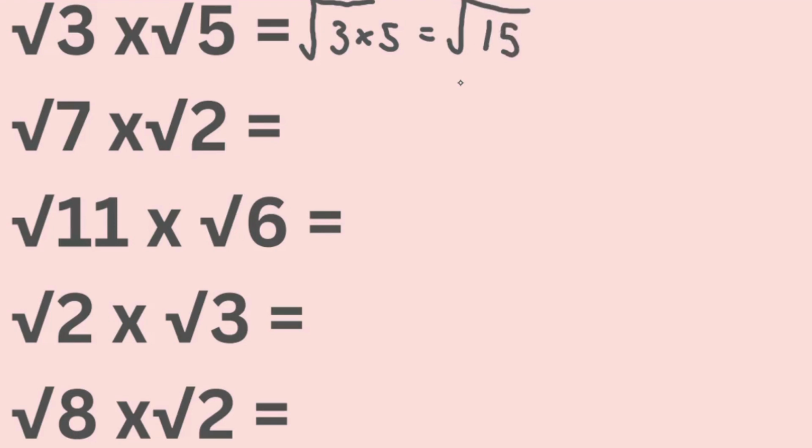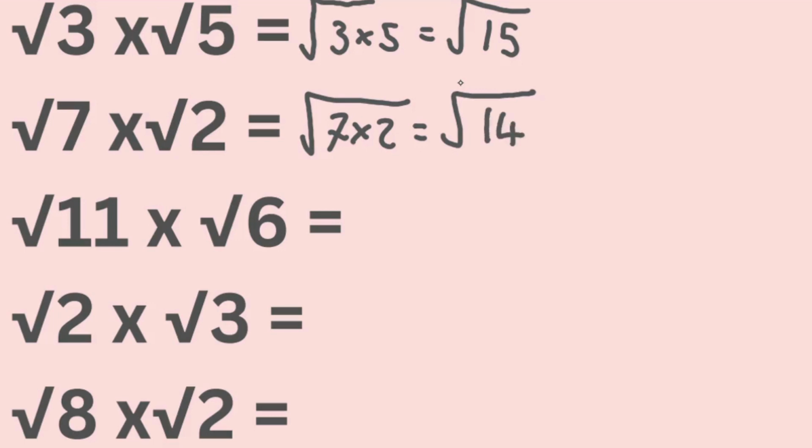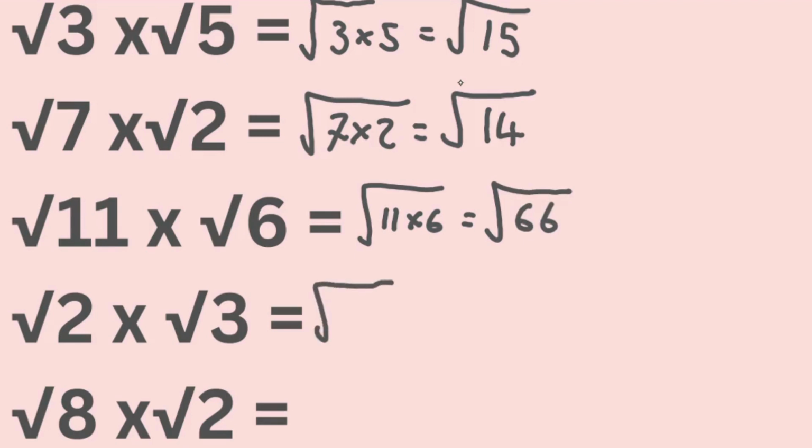The square root of 7 times the square root of 2 would equal the square root of 7 times 2, so therefore would equal the square root of 14. The square root of 11 times the square root of 6 would equal the square root of 11 times 6, which equals the square root of 66. The square root of 2 times the square root of 3 would equal the square root of 2 times 3, so it would equal the square root of 6.